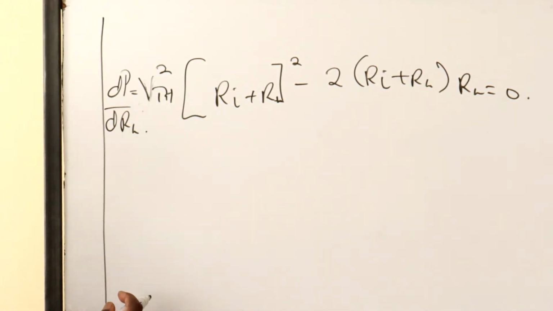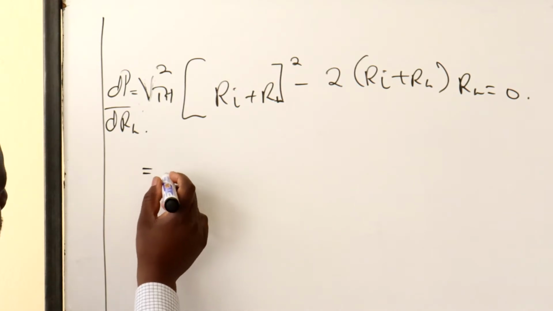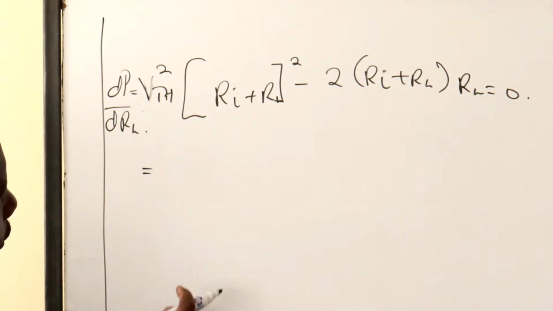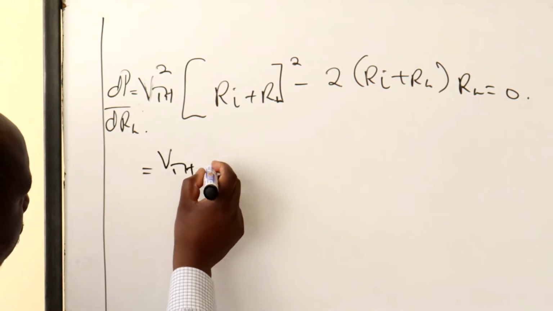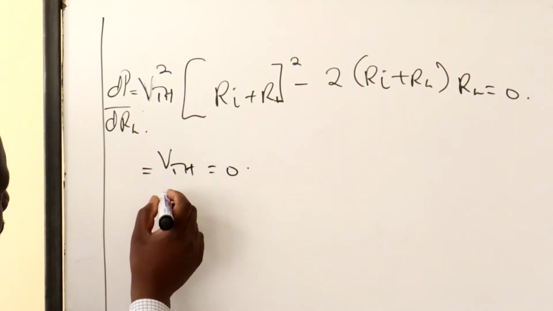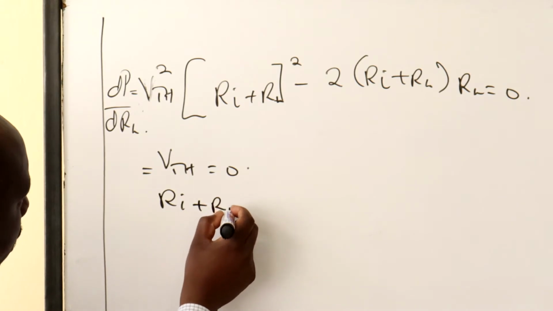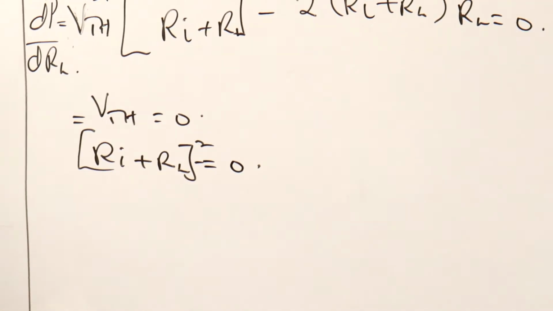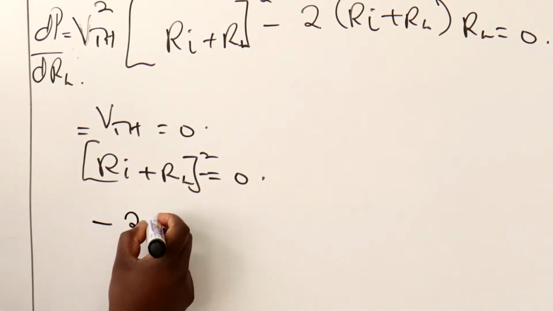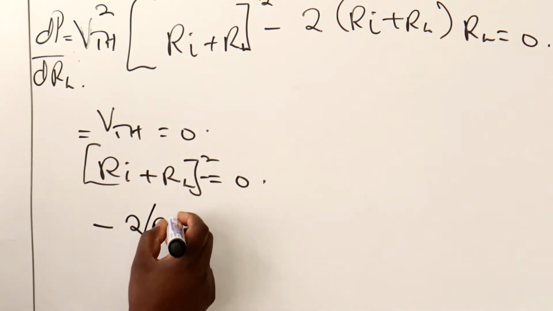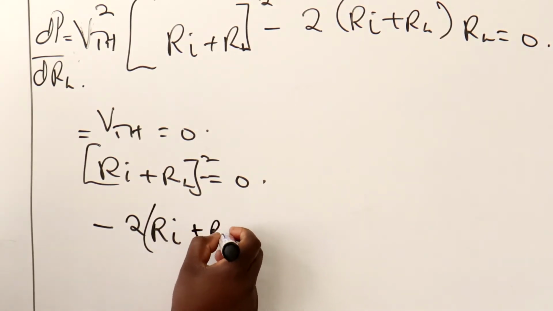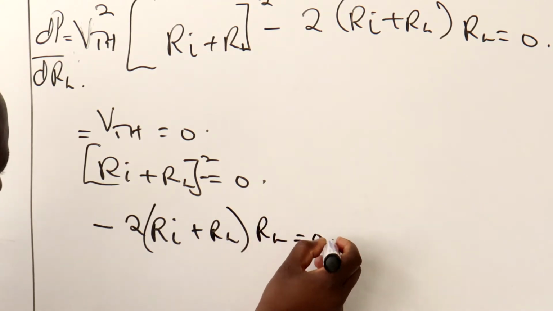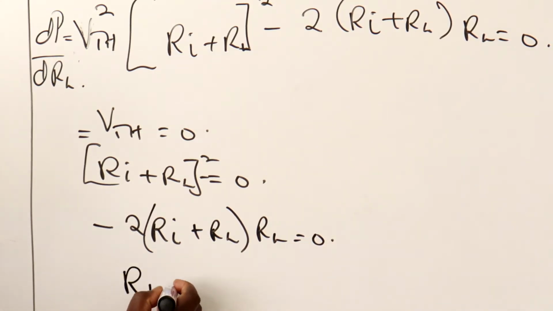So by default, if VTH is 0, then the entire expression is 0. If VTH is 0 as maximum, then Ri plus RL squared would be 0, so we don't proceed with it. But minus 2 into Ri plus RL dot RL is equal to 0. That means RL can be equal to 0, which is not a reality. So RL cannot be equal to 0.